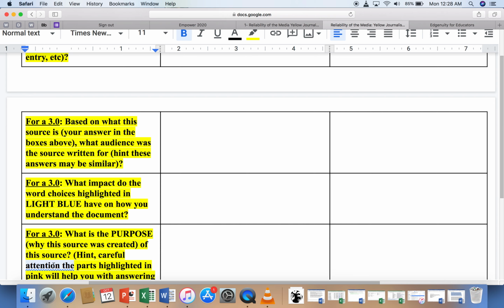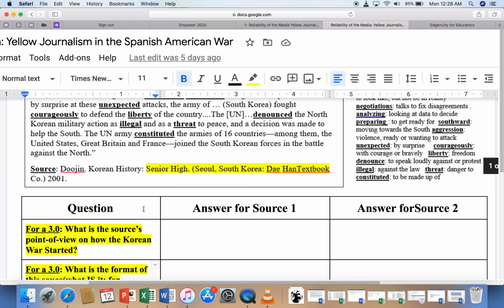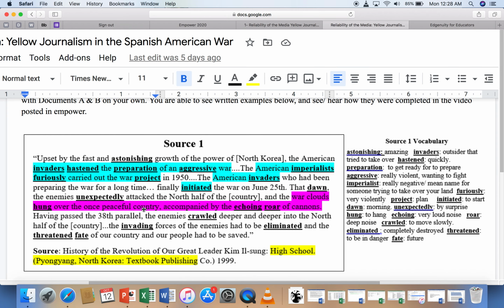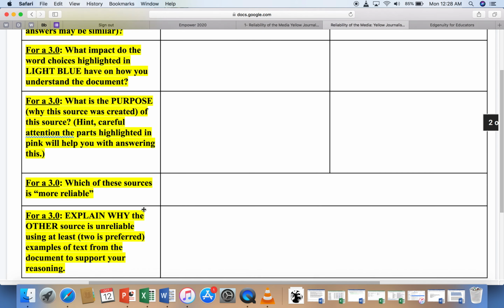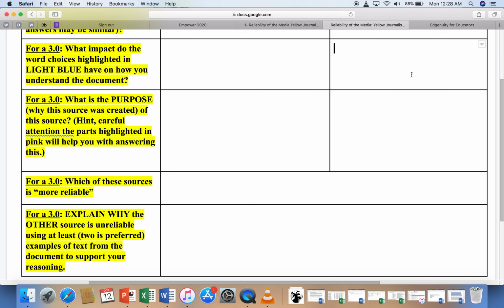Okay. Next up, for a 3.0, what impact do the word choices highlighted in light blue have on how you understand the document? You can see here, only one of them has things in light blue. So in this case, we would pretty much leave the other one blank, right? Because there's nothing in source 2 that's light blue. So we're just going to leave that one blank there.